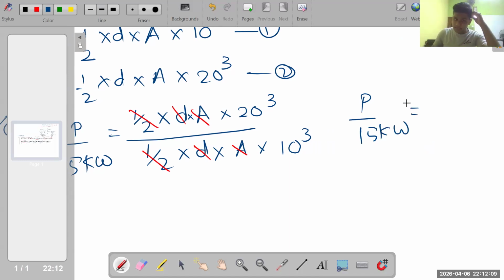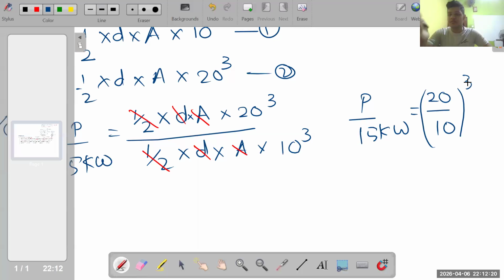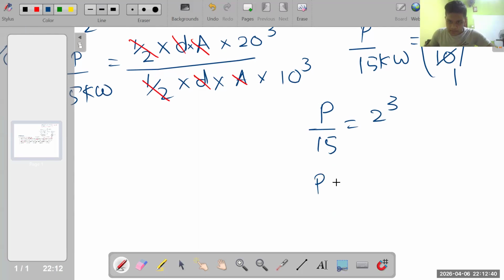Now rather than keeping it like this, what can you do? I can change it. How? 20 divided by 10, whole thing cube. Now, sir, this is a headache right now. Yes, we can simplify it further. How? 20 divided by 10 is 2. So P over 15 equals 2 cube. 2 cube is easy. 2 cube is 2 into 2 into 2. 2 into 2 is 4, 4 into 2 is 8. So the answer will be P equals 15 into 8, which is 120 kilowatt.